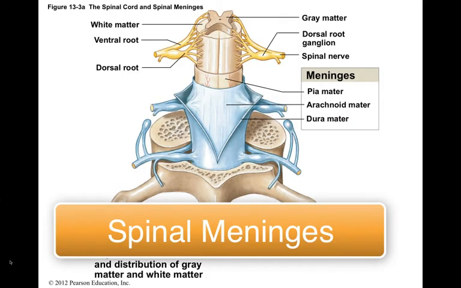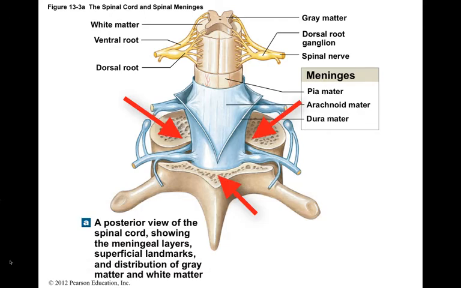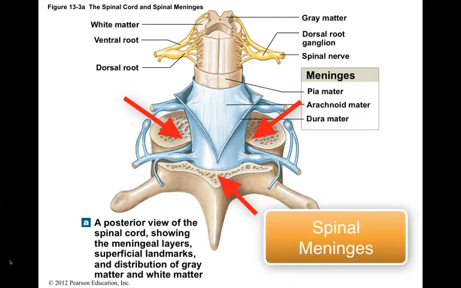This segment is on the spinal meninges. The spinal cord and its associated tissues are protected from damaging contacts with the surrounding bony walls of the vertebral column with a specialized layered membrane called the spinal meninges. The meninges provide physical stability and shock absorption.